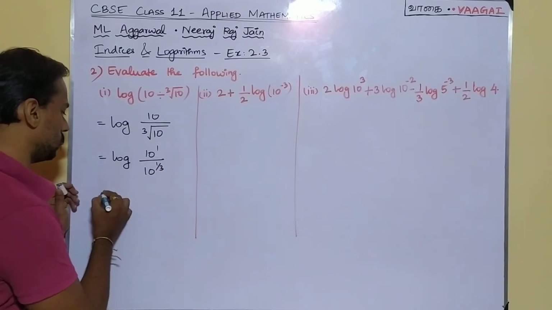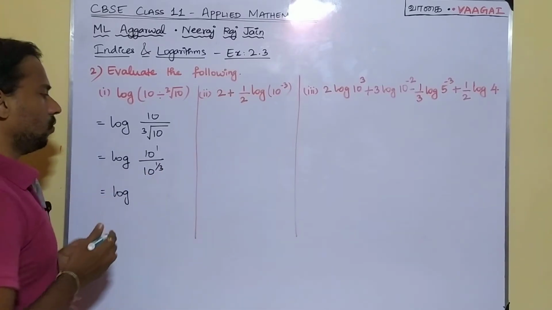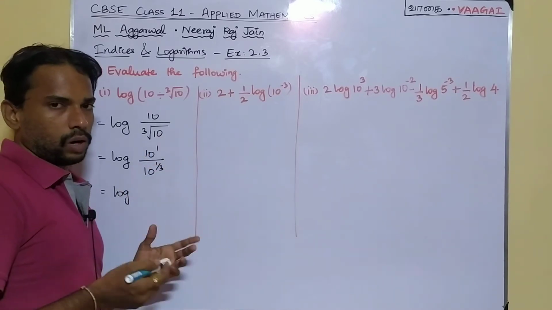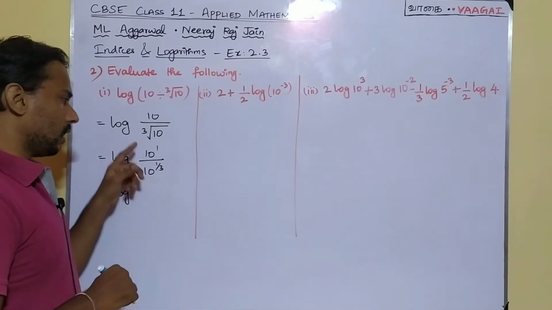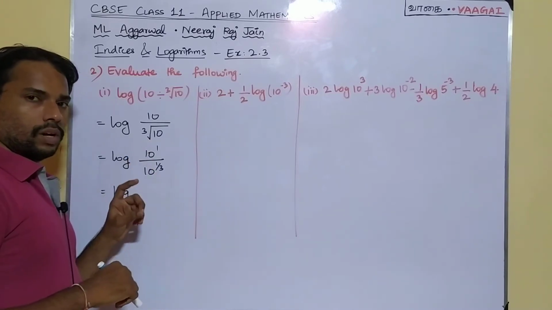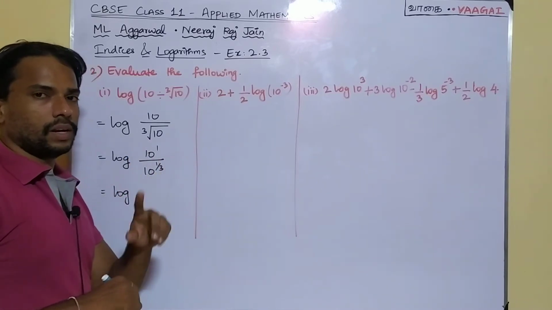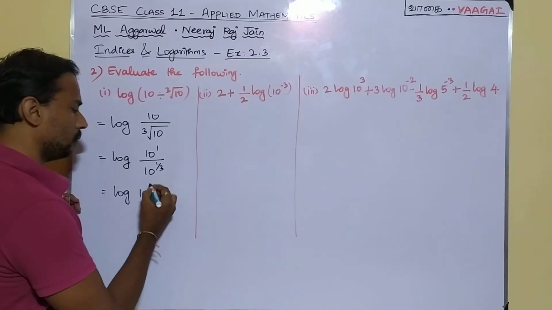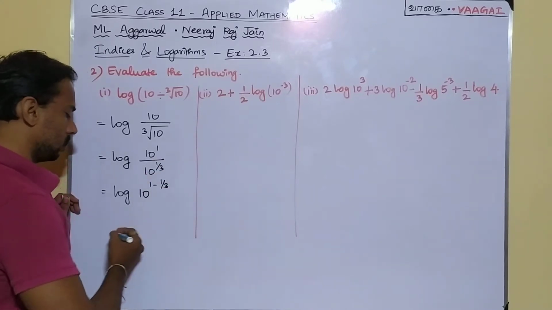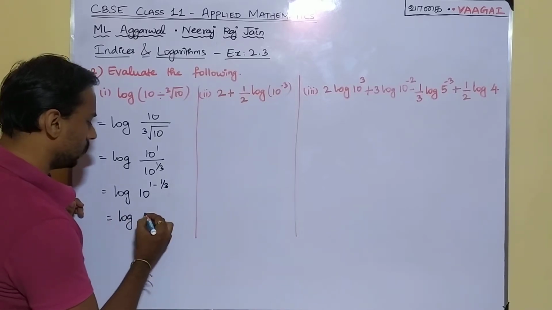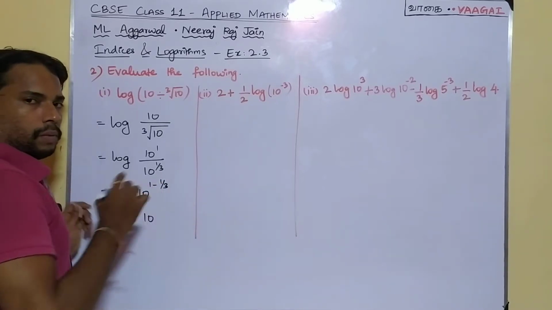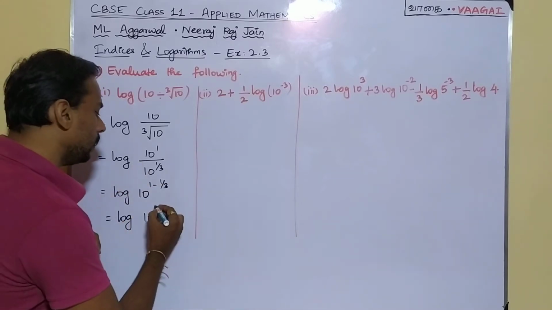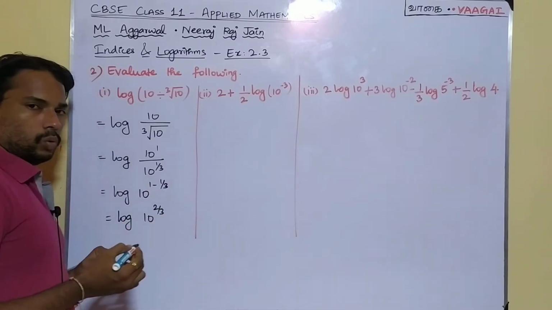Next, what about log of 10 power 1 divided by 10 power 1 by 3? Now I can just divide it. When you divide, the powers get subtracted, which we also know. So the power becomes 1 minus 1 by 3, and this becomes log of 10 to the power 1 minus 1 by 3. What is 1 minus 1 by 3? It's going to be 2 by 3.